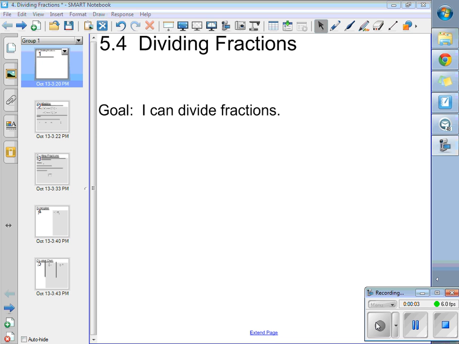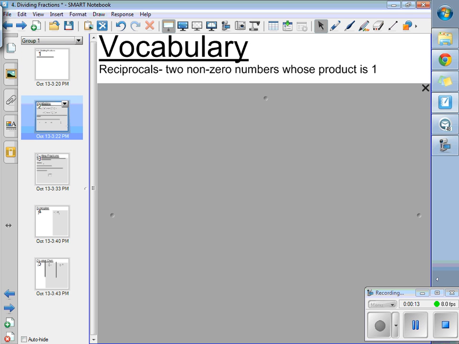Today's lesson is dividing fractions. Our goal is that we can divide fractions. Vocabulary. Reciprocals. These are two non-zero numbers whose product is 1.